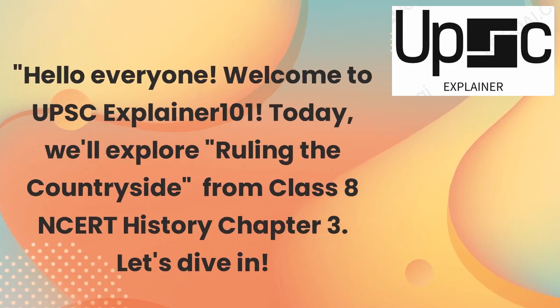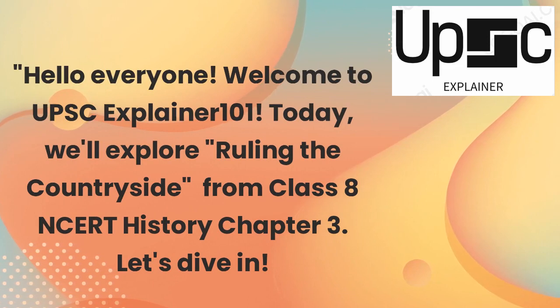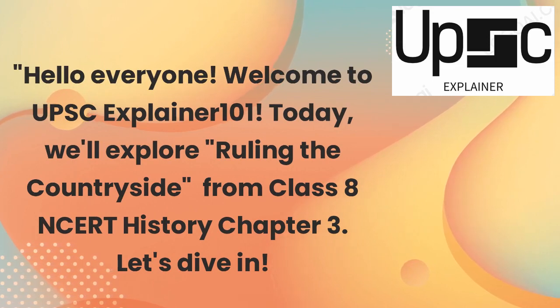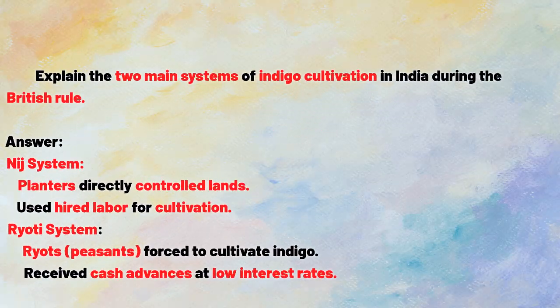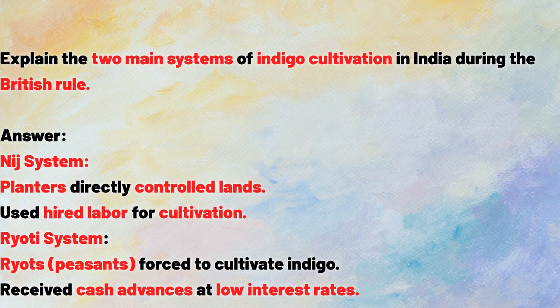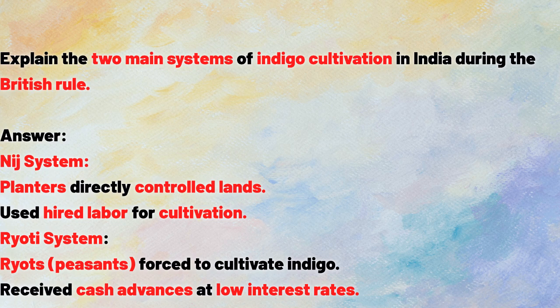Today, we'll explore Ruling the Countryside from Class 8 NCERT History Chapter 3. Let's dive in. Explain the two main systems of indigo cultivation in India during the British rule. Answer: Nij system, planters directly controlled lands, used hired labor for cultivation. Ryoti system, ryots, peasants, forced to cultivate indigo, received cash advances at low interest rates.